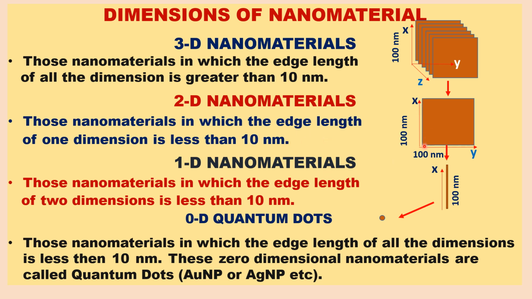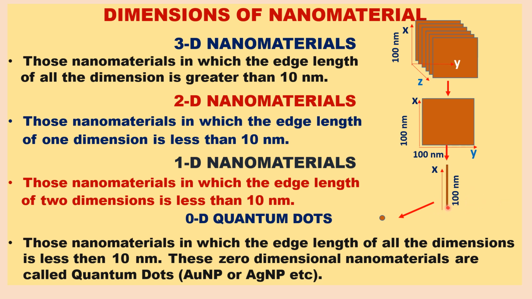See, you have X, Y and Z. Z is the dimension, one dimension less than 10 nanometer. Okay, let us now see one-dimensional nanomaterials. Let us take a strip of it. This is called one-dimensional nanomaterial. Those nanomaterials in which the edge length of 2 dimensions is less than 10 nanometer.